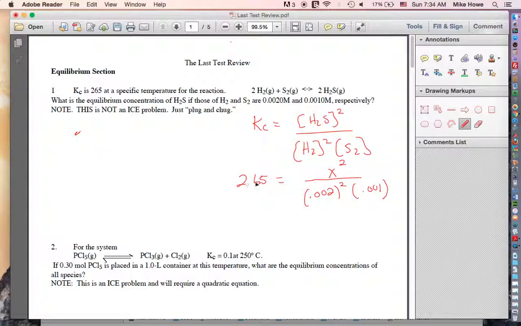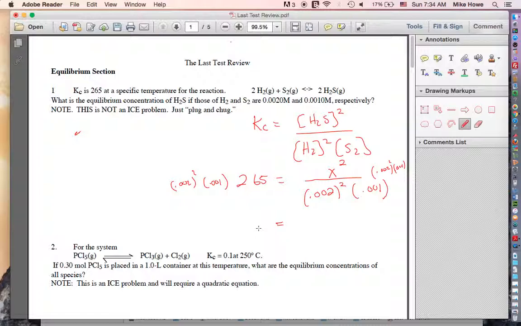All right, now this is a basic algebra problem. We need to solve for X. To do that, we need to clear the denominator. So we multiply both sides by everything that's down here. They'll cancel on this side, so we'll multiply by 0.002 squared and 0.001. On this side, we'll multiply by 0.002 squared and 0.001.